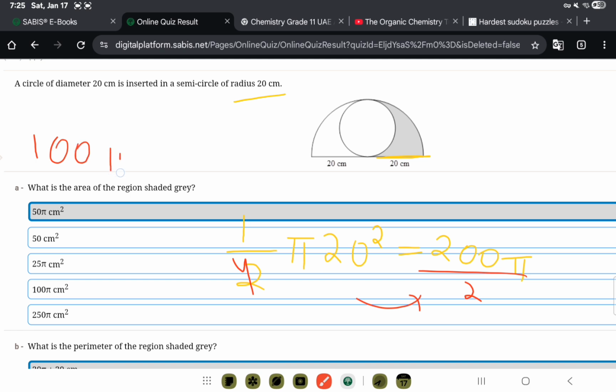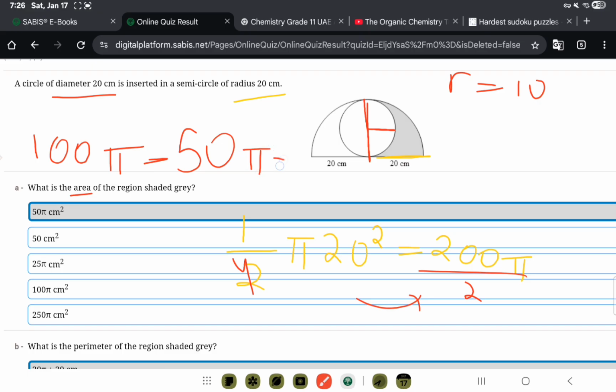You need to subtract the area of half this circle. So it's 1/2 times pi times, what is our radius? They said the diameter is 20, so the radius is 10, divided by 2. So it's 10 squared. Now what do we get? We get 50 pi. So the answer is 50 pi for the shaded region.